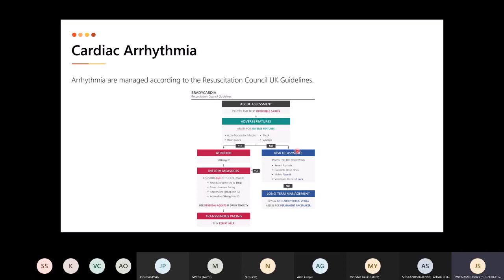If there are no adverse features, then you've got to think about what's the risk of them going into asystole. And these are all the things that can increase your risk. So recent asystole, complete heart block, Mobitz type 2, and ventricular pause of more than 3 seconds. If you see those, then you need to think about maybe pacing them. And then you do the long-term management as well. Most of these people probably need a permanent pacemaker.